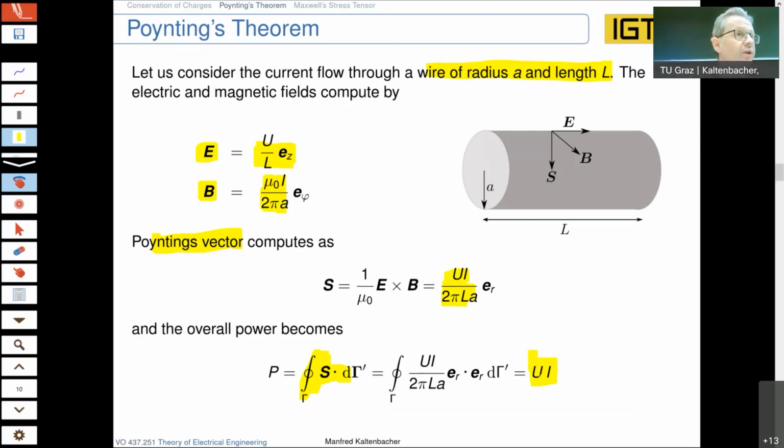So this is consistent in the sense that you can also apply it to this simple static case, as we have considered here a part of a wire and a constant electric current is flowing through this wire.